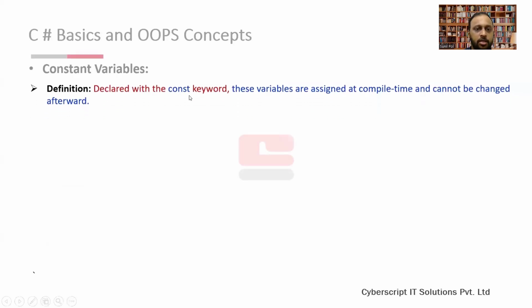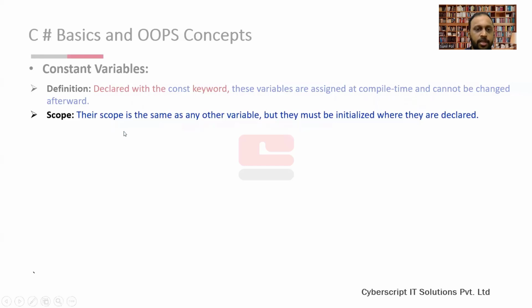Constant variables. The constant variables declared with the const keyword are assigned at compile time and cannot be changed afterward. So what does it mean? At the time of declaration, we have to assign a value to it and it cannot be changed at runtime. Scope: their scope is the same as any other variable, but they must be initialized where they are declared. Lifetime: they exist for the duration of the program.